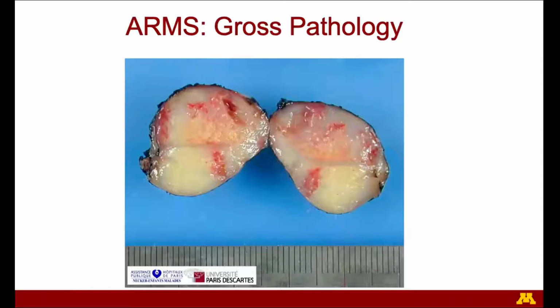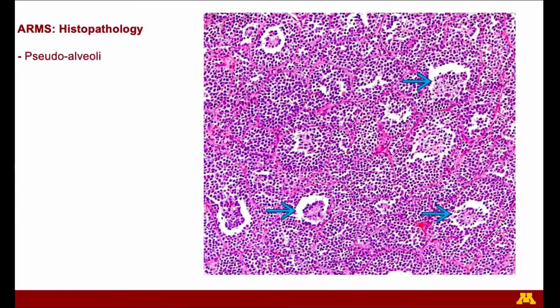Grossly, alveolar rhabdos are soft, fleshy, and gray with variable amounts of fibrous tissue, and sometimes necrosis and hemorrhage can be seen. They are usually deeply located, infiltrating surrounding tissue. Alveolar rhabdos are generally highly cellular. The classic morphologic pattern includes nests and sheets of primitive rounded cells, which are separated by prominent fibrous septa. This pseudoalveolar pattern that is shown here is imparted by the central loss of cellular cohesion and loss of viability within the tumor nest.